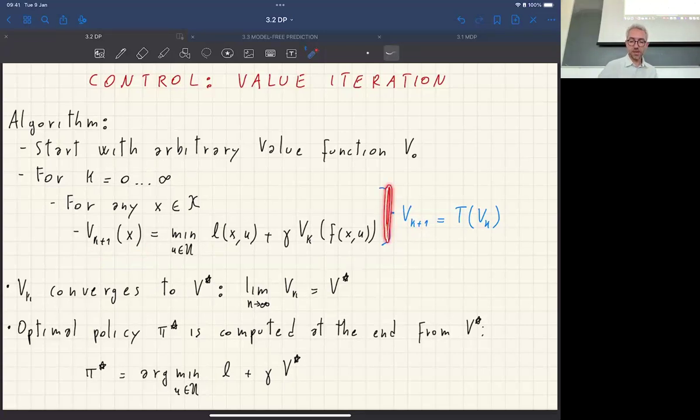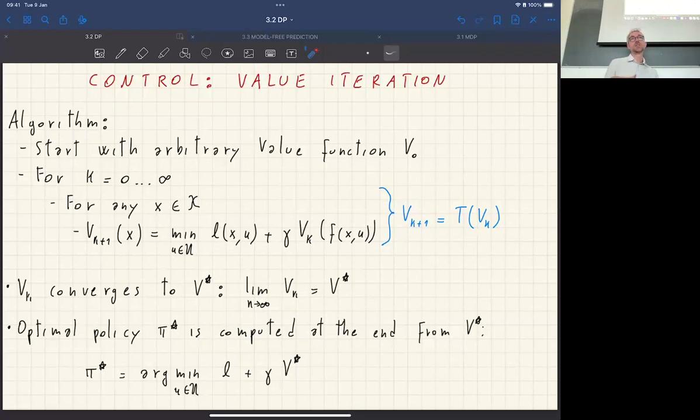These 2 lines, we can write them in a very compact form by using the Bellman optimality operator, which we have introduced at the beginning of the lecture. Because that is basically what the Bellman optimality operator does. It updates the value, performing a minimization over the actions. And no surprise, the algorithm converges to the optimal value function. Otherwise, we wouldn't be discussing it.